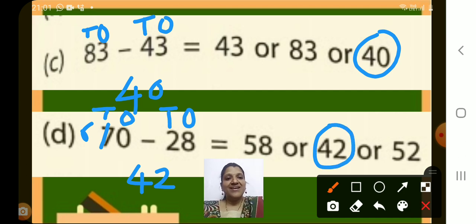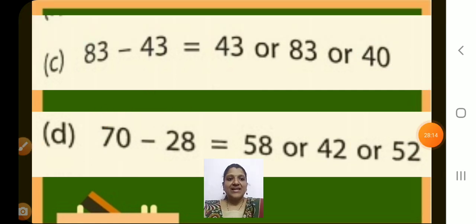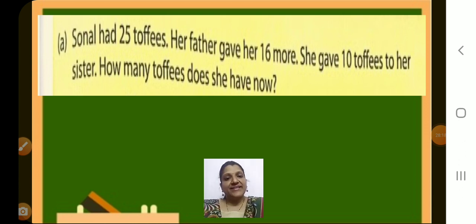Circle over here. Have you understood this, children? Yes. Let's see a few more examples. Let us read this. Sonal had 25 toffees. Her father gave her 16 more. She gave 10 toffees to her sister. How many toffees does she have now?